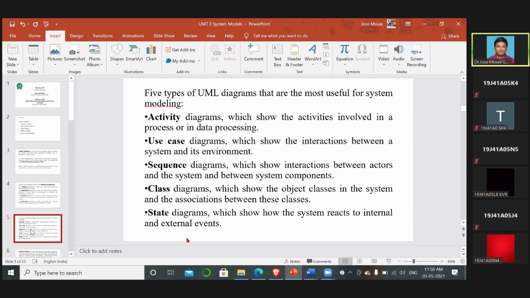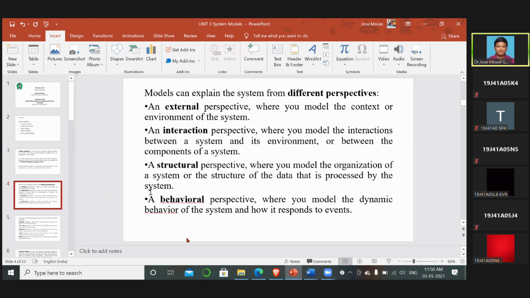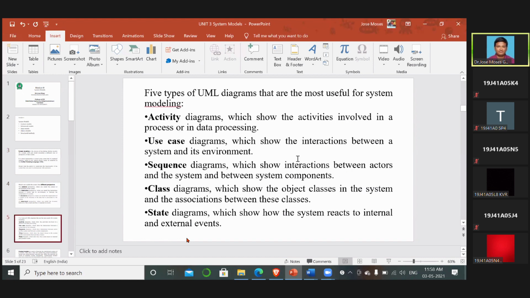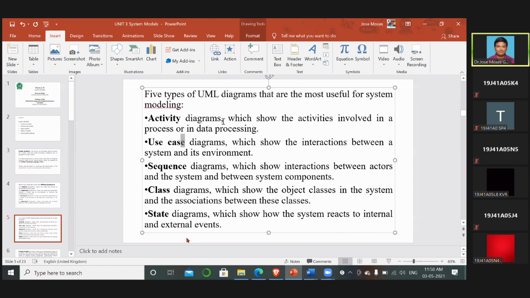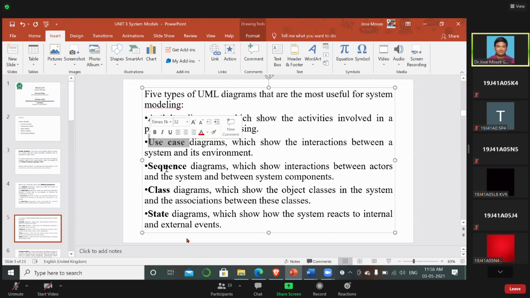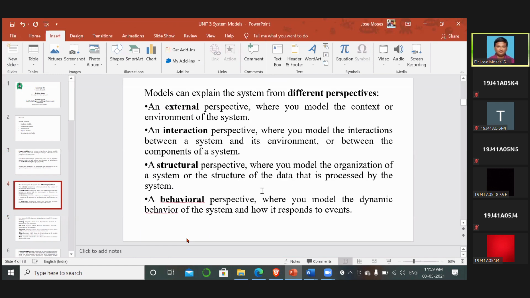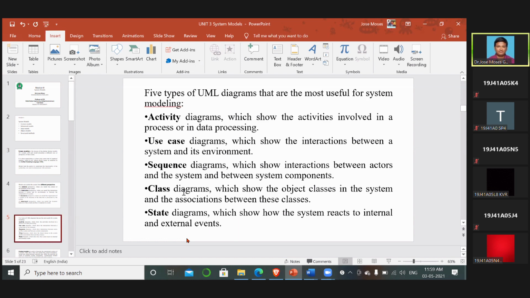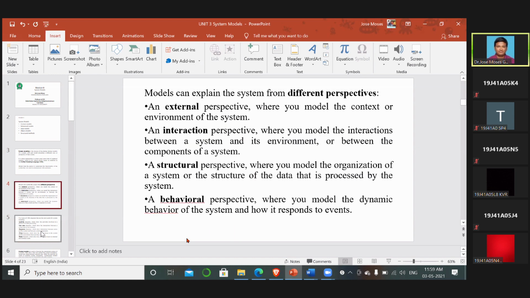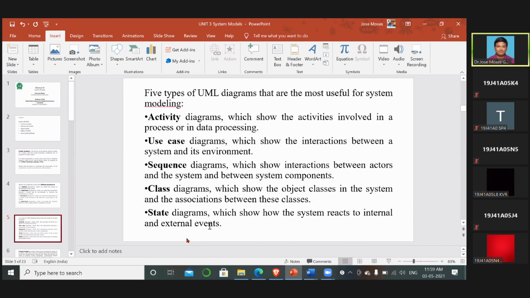If I ask you to write about interaction, which diagram are you going to draw? You are going to draw a use case diagram. Sequence diagrams also show the interaction, so you are going to draw either of these two for interaction purposes, right? When it comes to the object oriented method, or whenever you have a structure oriented method, you will be drawing the state diagrams.